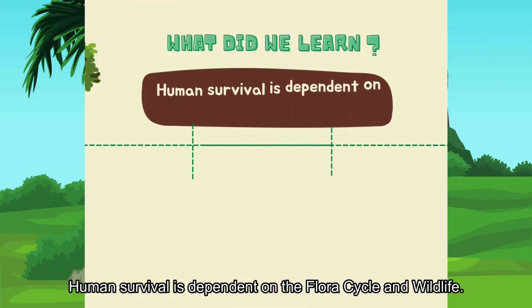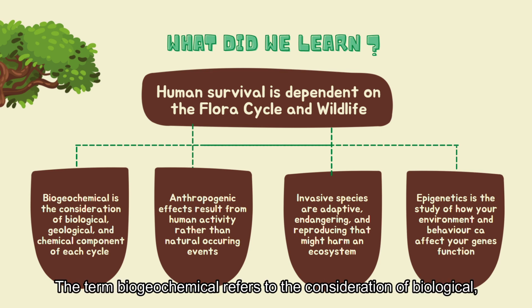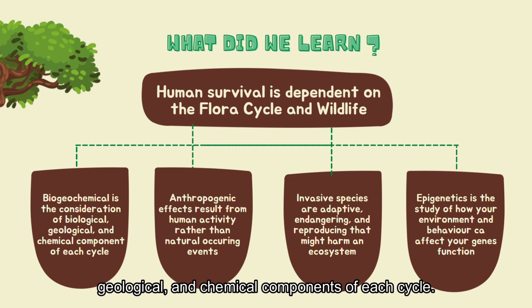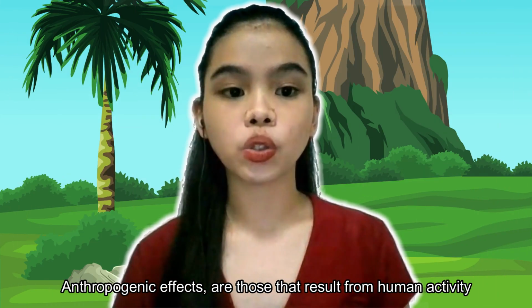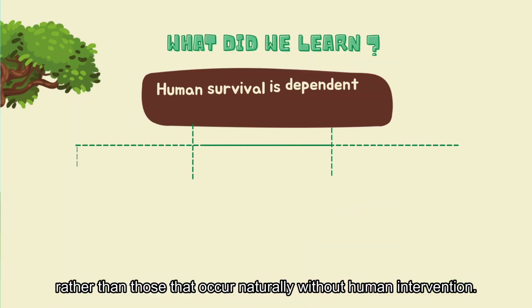Human survival is dependent on the flora cycle and wildlife. The flora produces oxygen, which humans and wildlife consume to breathe. The term biogeochemical refers to the consideration of the biological, geological, and chemical components of each cycle. Anthropogenic effects are those that result from human activity rather than those that occur naturally without human intervention.